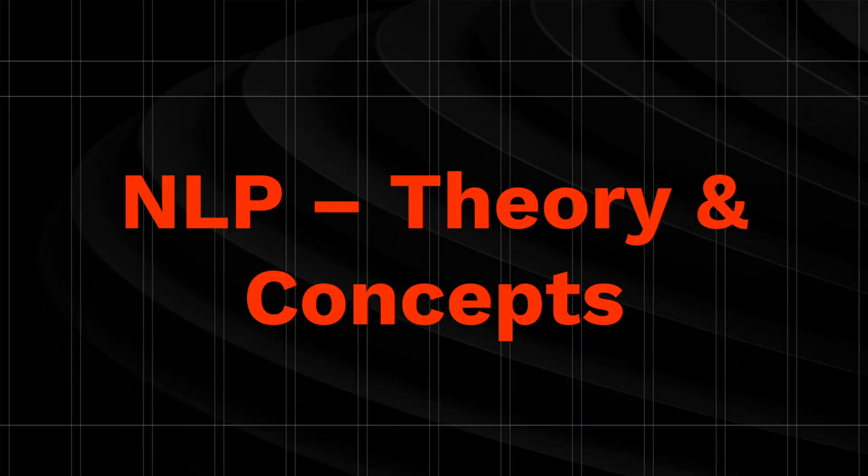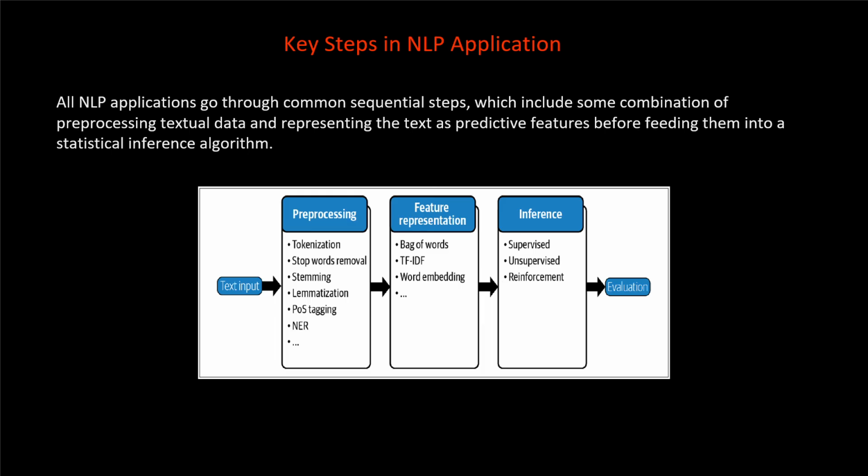Now we have NLP for theory and concepts. So let's start with an overview of the NLP pipeline. This pipeline consists of three main stages: pre-processing, feature representation, and inference. Each of these stages plays a crucial role in taking raw text, cleaning it up, converting it into a machine-relatable format, and finally using it to make predictions. So let's dive into each stage and see how it contributes to the NLP process.